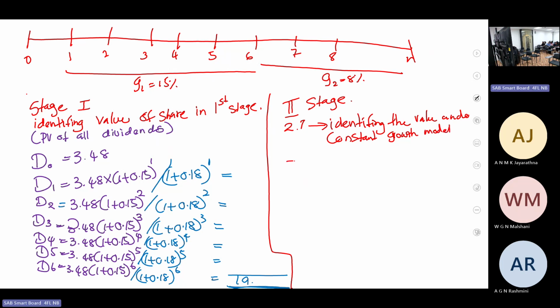How can we calculate the dividend, and in which year? The dividend in the 6th year multiplied by 1 plus growth rate. Then take that answer.